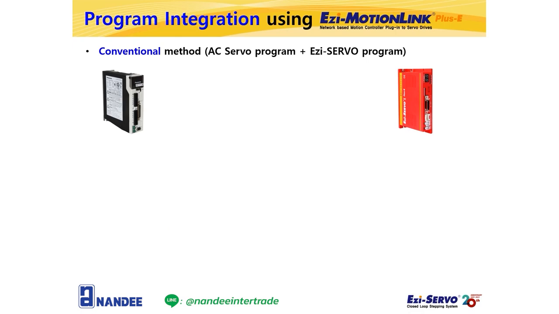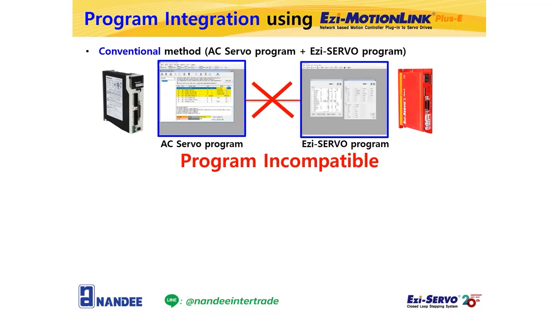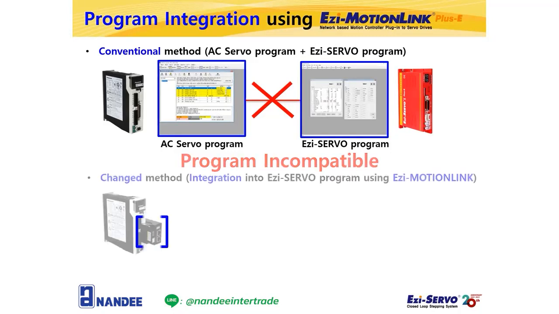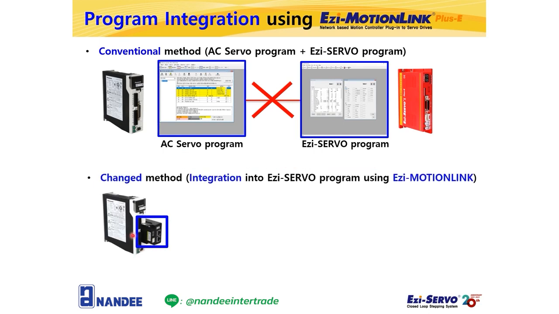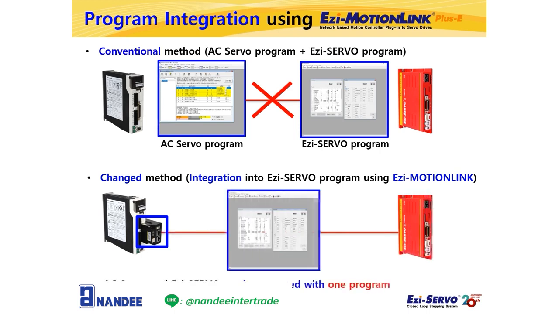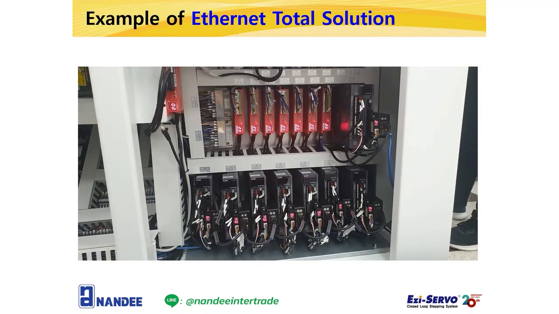Also, I mentioned that 2 different software environments were required to control 10-axis of Easy Servo and 5-axis of AC servo. But, if the customer uses EZ MotionLink, 5-axis AC servo can be used in the same Ethernet network and software environment using the API of Easy Servo. In other words, a total of 15 axes can be operated with one program. I will show you a practical application example.